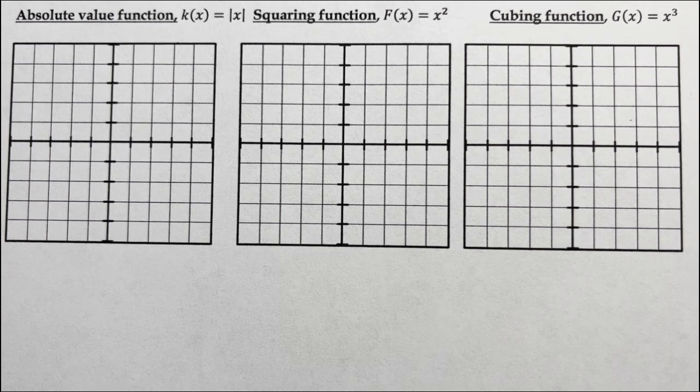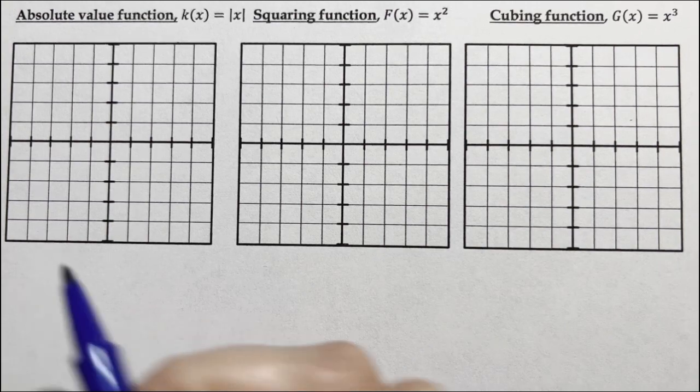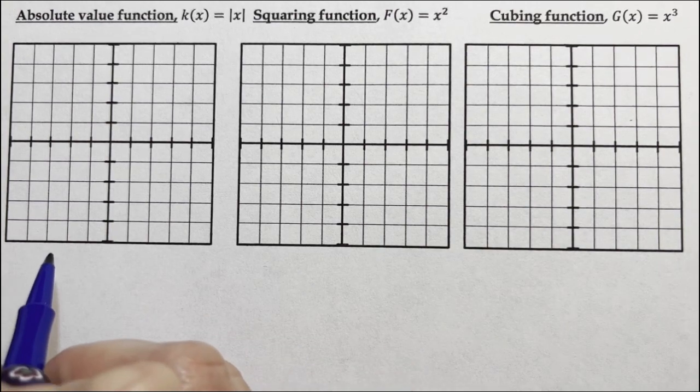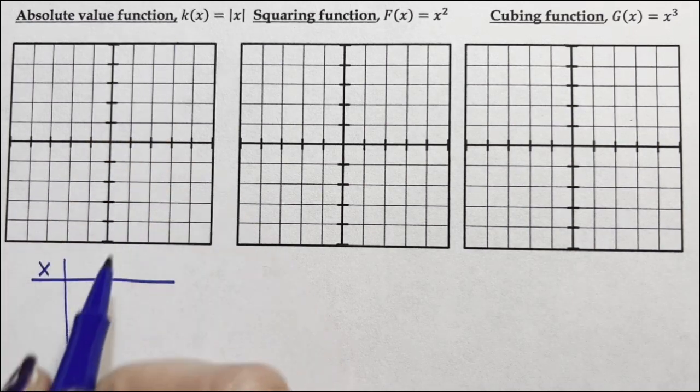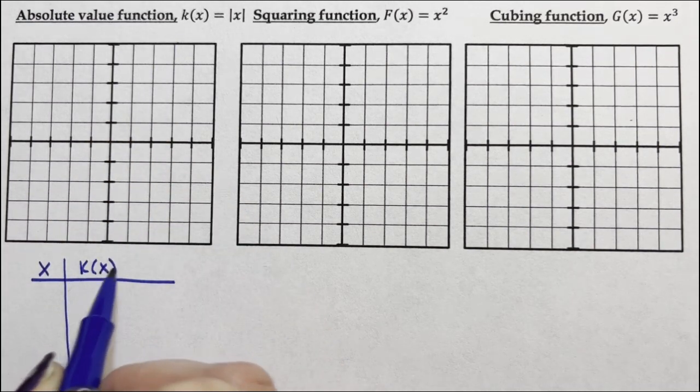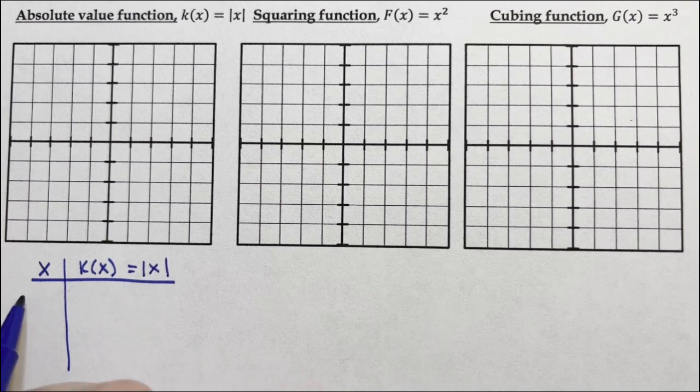So the way I'm going to do these is I'm going to do a table of values to help us see what's going to happen. If you have a graphing program like Desmos.com on your computer, or maybe a graphing calculator, you can do that as well. But we're just going to look at this with a table of values. So I'm going to look at x, and our function is k of x equaling the absolute value of x. I'm going to look at -2, -1, 0, 1, 2.